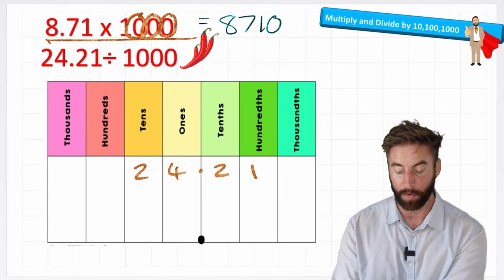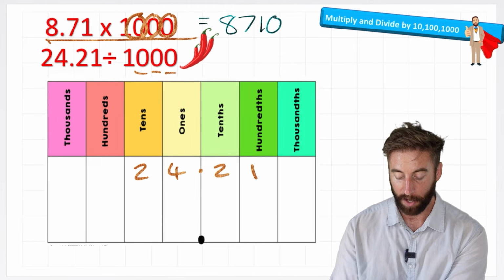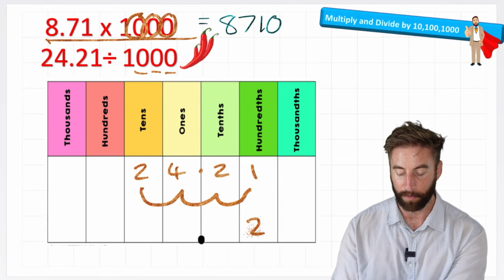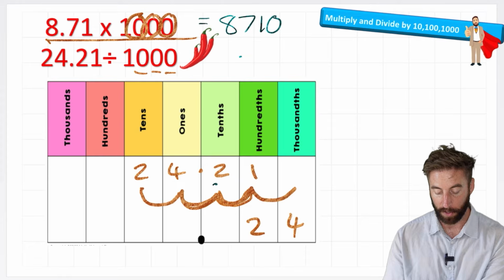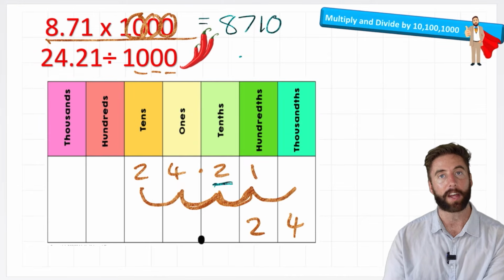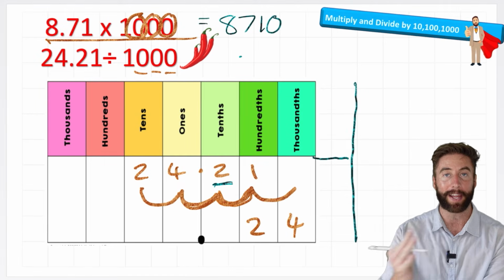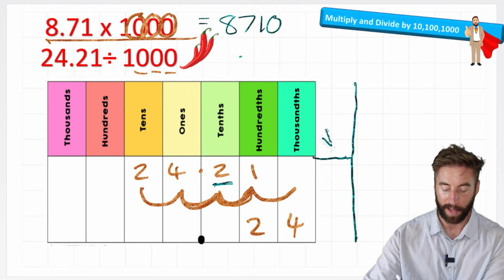Last but not least, 24.21 divided by 1,000. And again, we're moving 1, 2, 3 places. So let's begin. I have my 2 moving 1, 2, 3. My 4 will also go 1, 2, 3. Okay, but before I can move this 2, I can see already that I'm not going to have a column to move it into, so I'm going to create a new column, because remember, our place value charts can go on indefinitely in either direction, and this will become the 10,000s column.